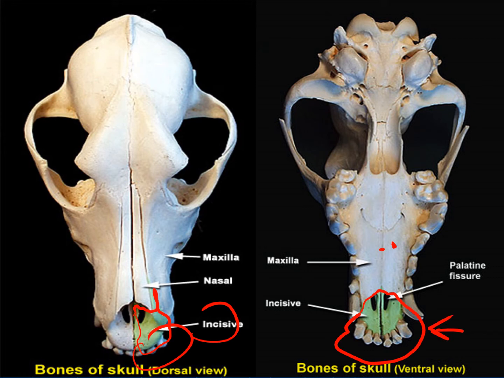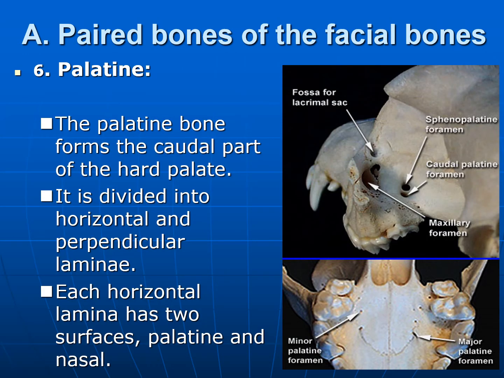All of this structure here is the incisive and this is the maxilla, and that's why we call it the premaxilla bone. The sixth bone we have is the palatine. The palatine is the bone that forms the caudal part of the hard palate. As you know, the roof of our oral cavity has the hard palate and the soft palate.